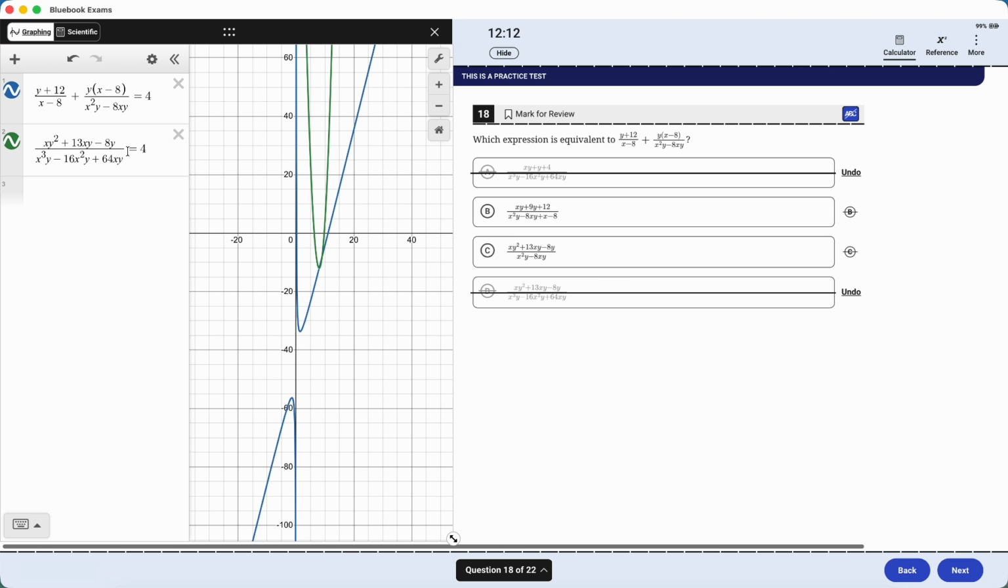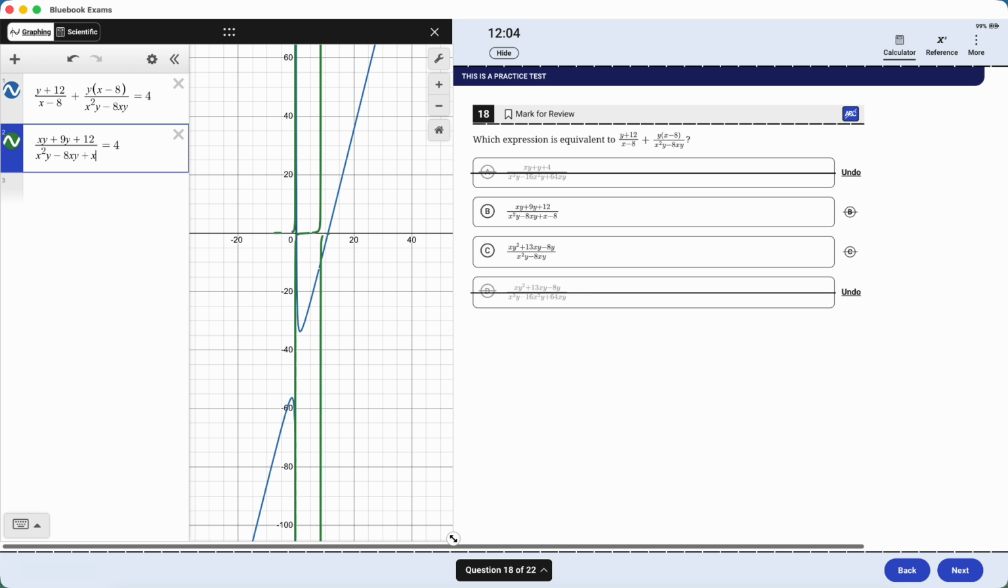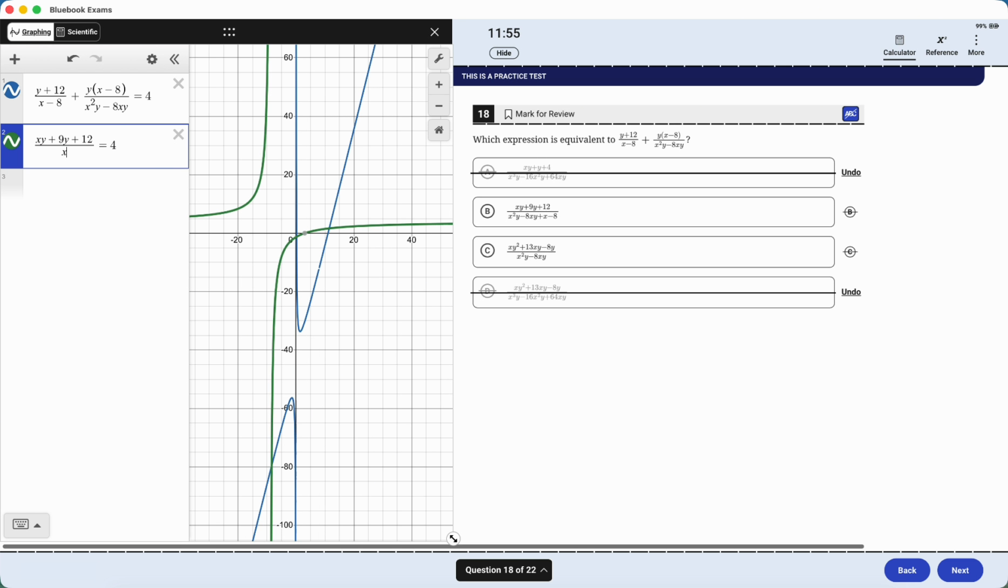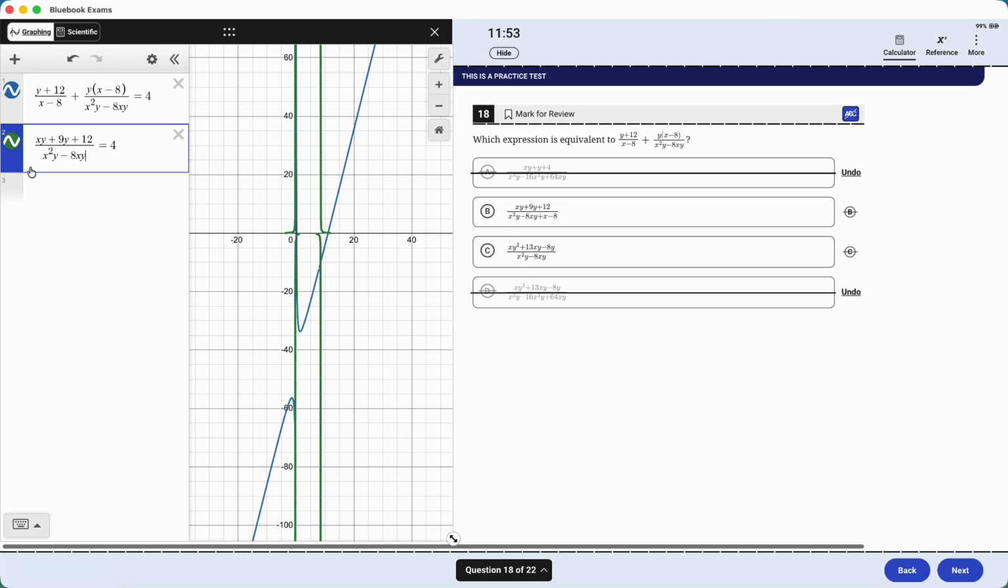So I'll go with B, and so that's xy plus 9y plus 12 over x squared y minus 8xy plus x minus 8. That's not the same, so it should be, let's check it out, it should be C. But yeah, I would enter it in just to make sure, because it could go wrong if you type the original thing in wrong. Hopefully you don't do that, right?